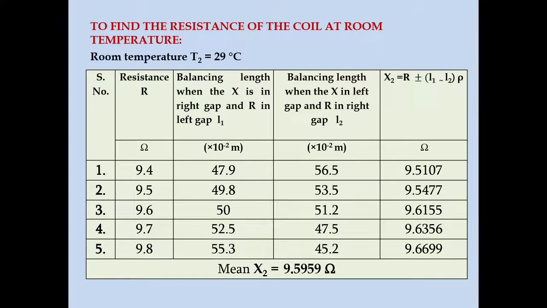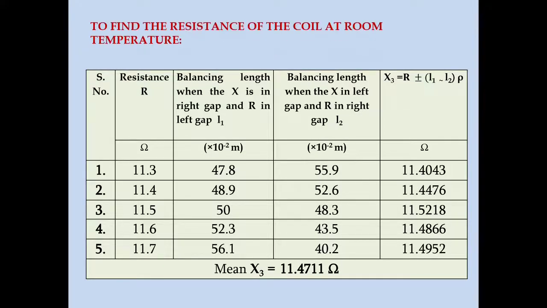The next is the resistance of the coil found at 29 degrees centigrade, that is at room temperature. Again the same procedure has been followed and the readings are calculated, and a mean is taken for the average value of x2, which comes out to be 9.5959 ohm. So you can see at ice temperature it is around 8.6 and at room temperature it is 9.5, which means as the temperature increases the resistance also increases, which is maintained here.